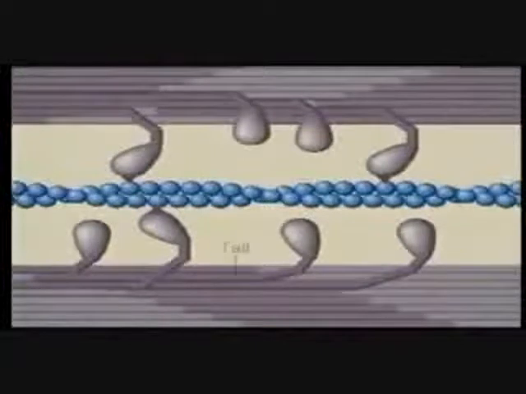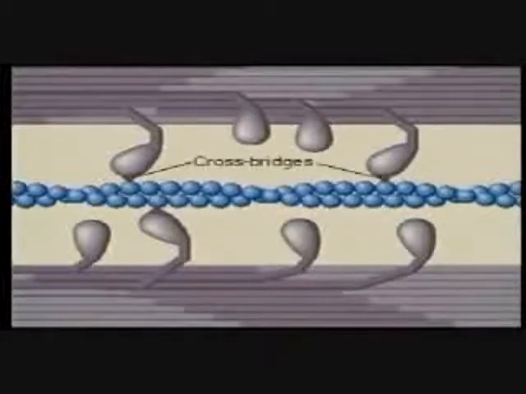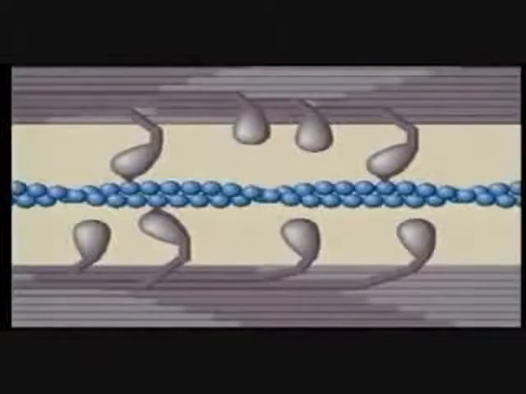Each myosin molecule has a tail and a head region. The tails of the myosin molecules clump together, while the heads protrude outward. Some of the myosin heads are attached to actin molecules, forming cross bridges. The myosin molecules are oriented with their heads toward the ends of the thick filament. As the muscle begins to contract, it shortens and thickens.